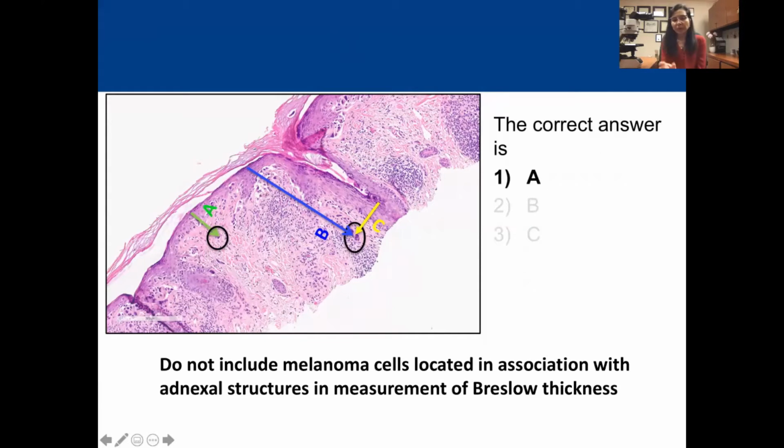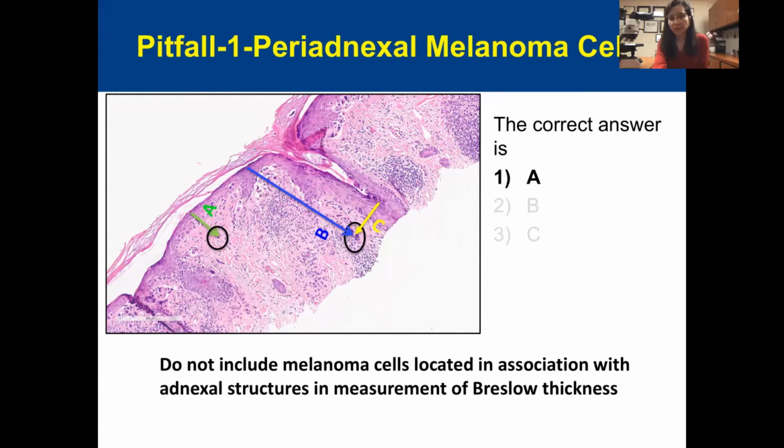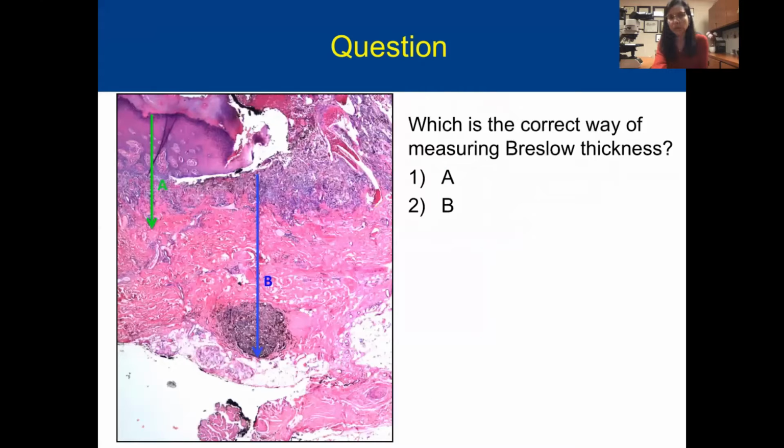So the bottom line is do not include melanoma cells located in association with an adnexal structure in the measurement of Breslow thickness, okay? So periadnexal melanoma cells are not included in the tumor thickness measurement.